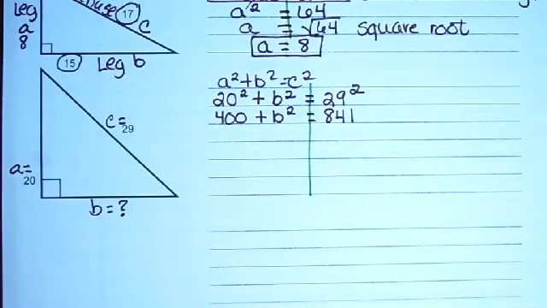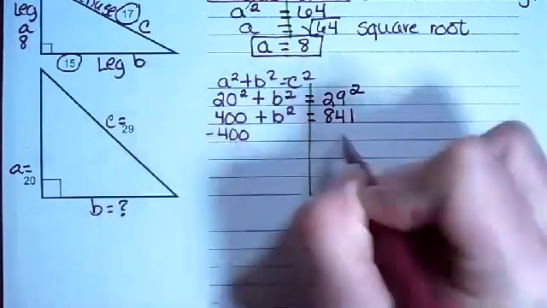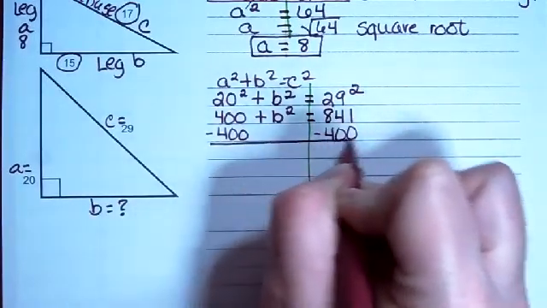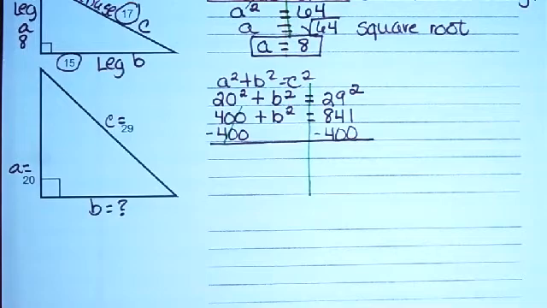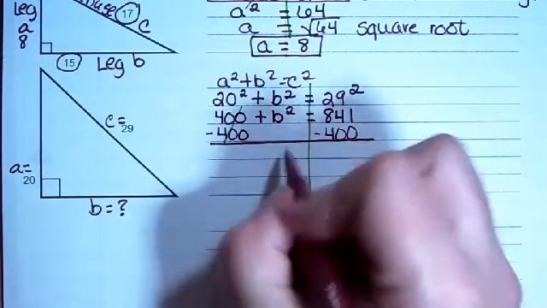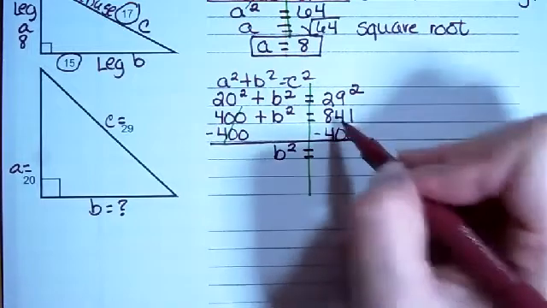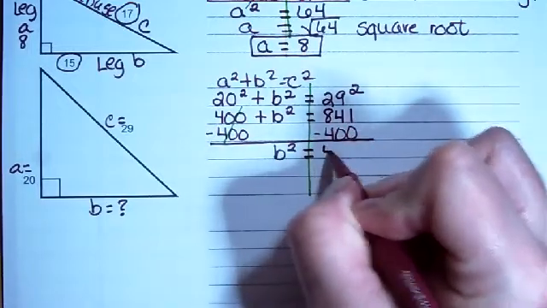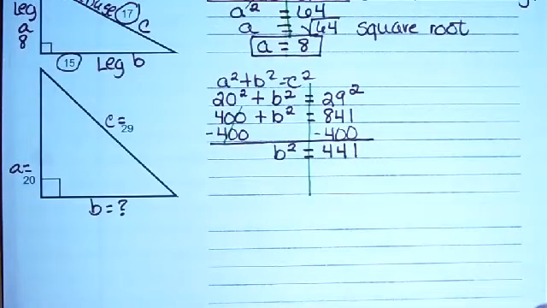Now, what I see is I have to move the 400 over to the other side. So I'm going to do that by subtracting. Now, we know the 400s are going to cancel each other out. They zero off. And that's going to leave me with B squared equal to, now 841 minus 400 would be 441. You can use your calculator for that if you need to.